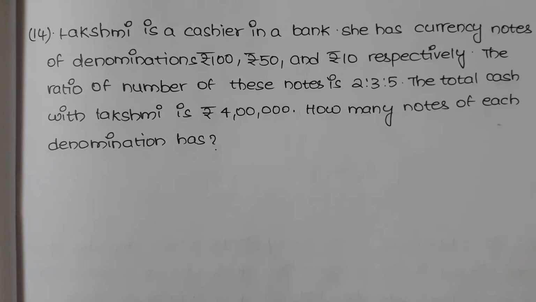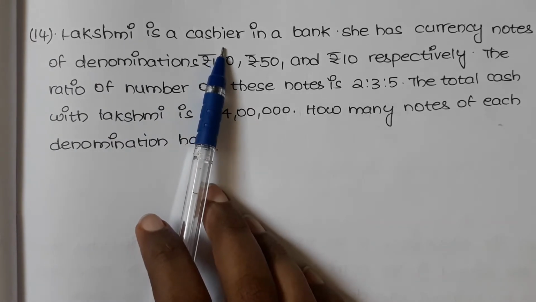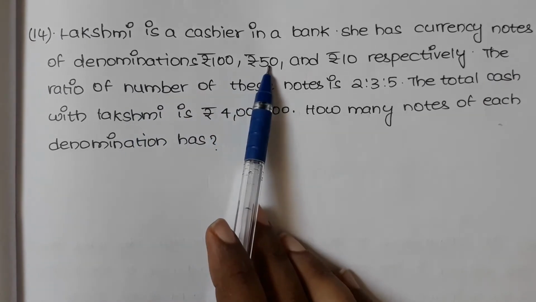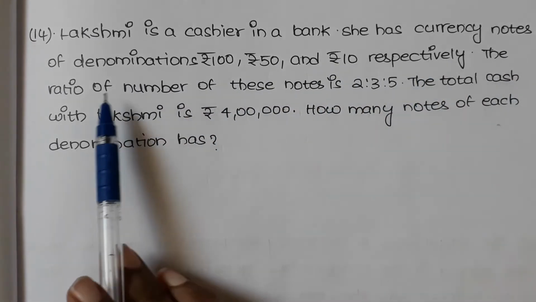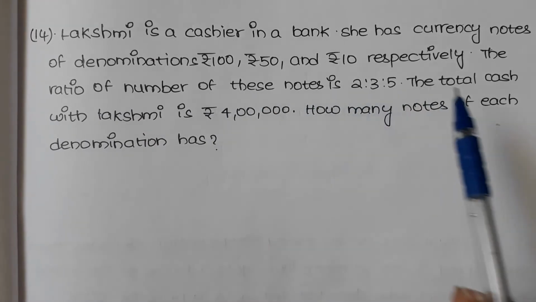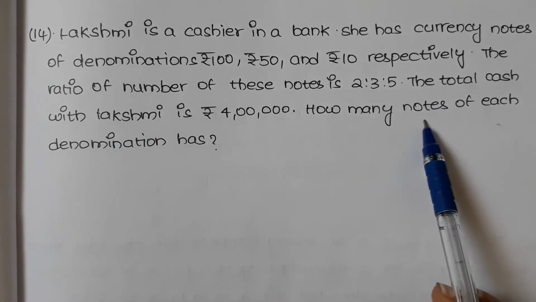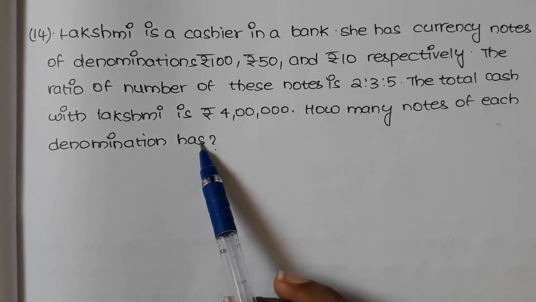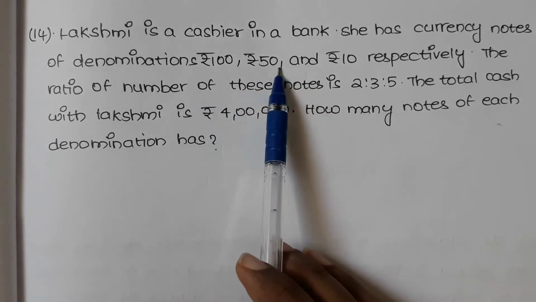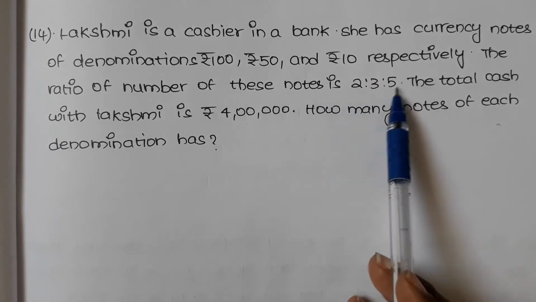Now let us discuss the 14th question, that is, Lakshmi is a cashier in a bank. She has currency notes of denomination 100 rupees, 50 rupees and 10 rupees respectively. The ratio of the number of these notes is 2:3:5. The total cash with Lakshmi is 4 lakh rupees. And how many notes of each denomination does she have? Now let us see the solution, that is, she has 100 rupee notes, 50 rupee notes and 10 rupee notes in the ratio 2:3:5.